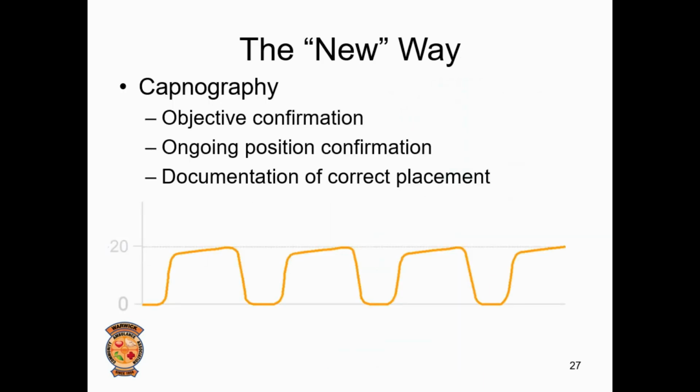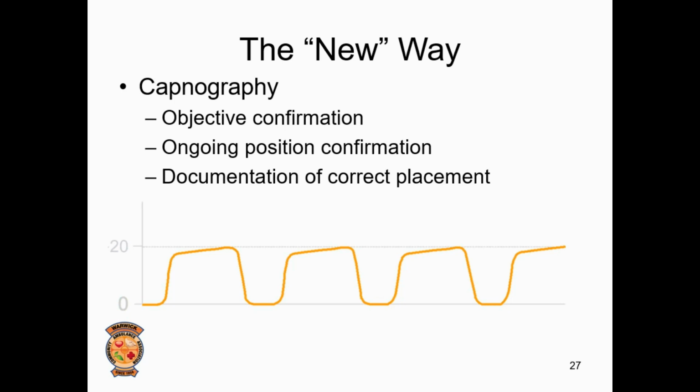The new way, or should I say the current way, is to use capnography. Capnography provides an objective confirmation and ongoing confirmation of placement, and it can also make documentation of a tube very simple. After the patient is intubated, all you're looking for is a squared waveform on the capnogram. Patients in cardiac arrest typically have a CO2 between 10 and 20 just due to the poor cardiac output of CPR.